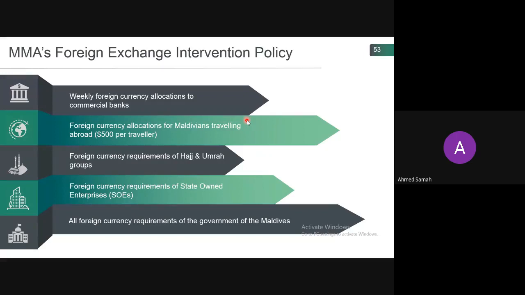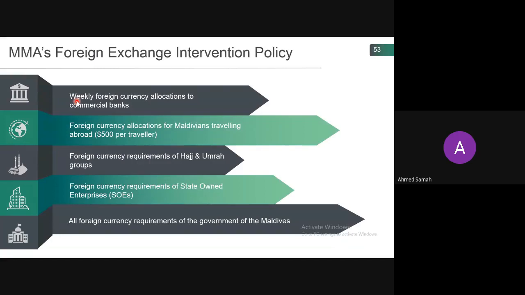Then other countries have excess foreign currency in the market. In that case, what the central bank does is they actually buy foreign currency from the market and they sell the local currency to the market. So under our foreign exchange intervention policy, we sell every week, allocating to commercial banks. We decide our intervention policy and the shares, and during the year if need be we revise this particular policy as well.